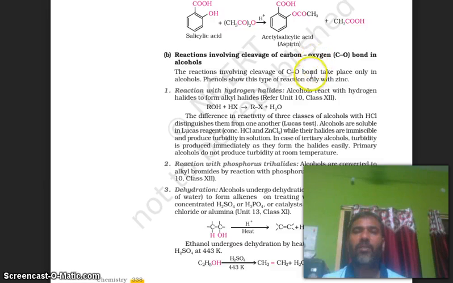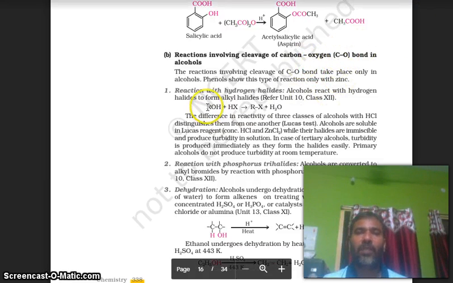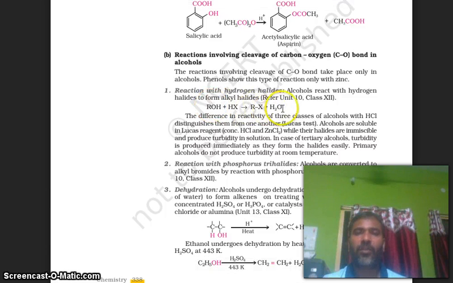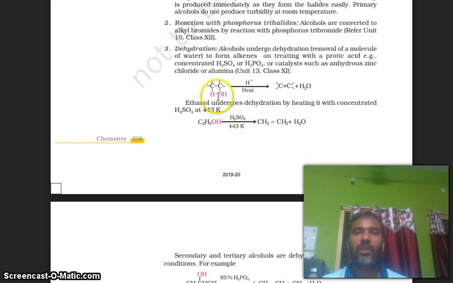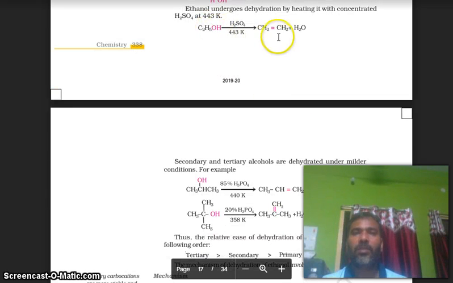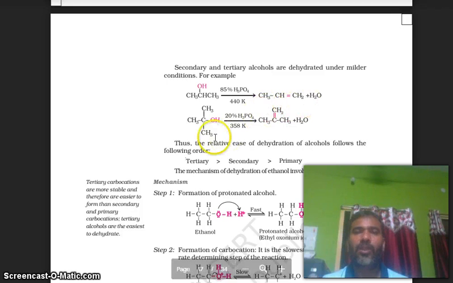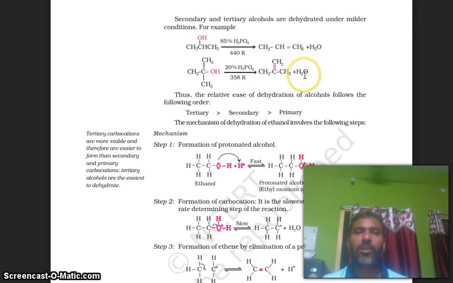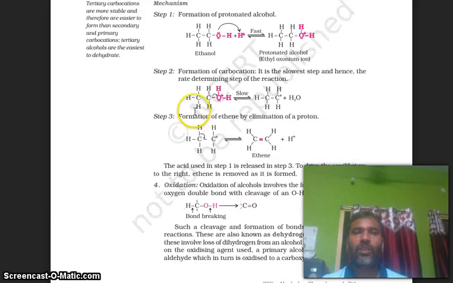Reactions involving cleavage of the carbon-oxygen bond: this carbon and this oxygen bond, formation of alkyl halides. You see this OH and this H undergo dehydration forming alkene. This OH is replaced, again in the presence of H2SO4. So water is removed, formation of a double bond. Here also formation of a double bond. Here also formation of a double bond. So this is the mechanism.